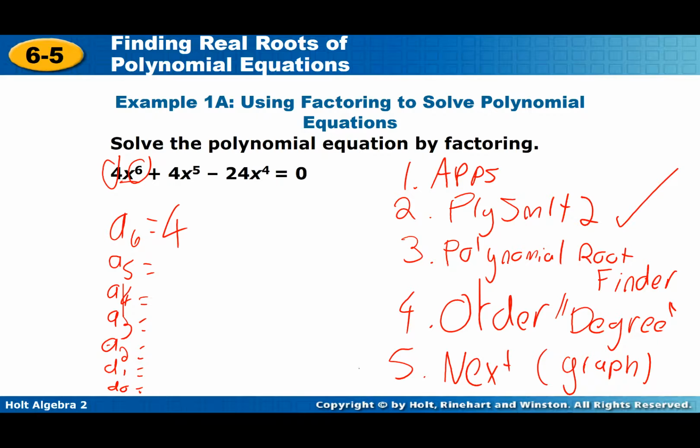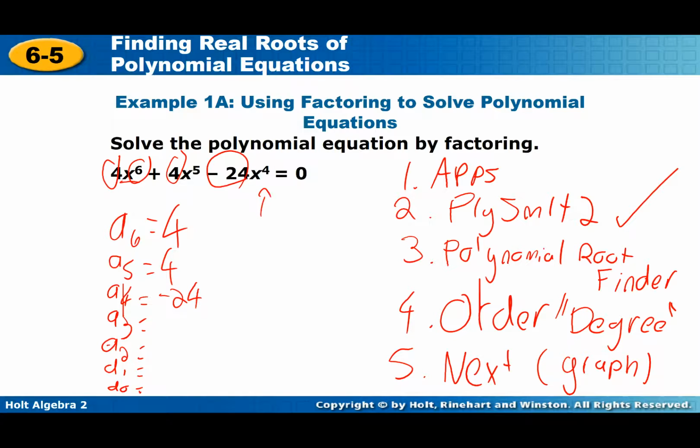For A5, it's wanting the coefficient for the x to the 5th power, which again is also 4, so you type in 4 there. And then for A4, it wants to know the coefficient for the x to the 4th term, which in this case is negative 24, so be careful with your negatives.